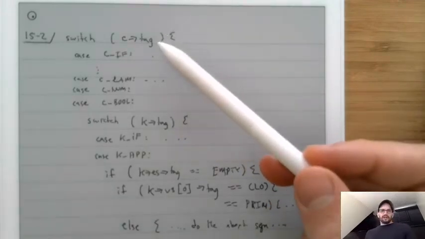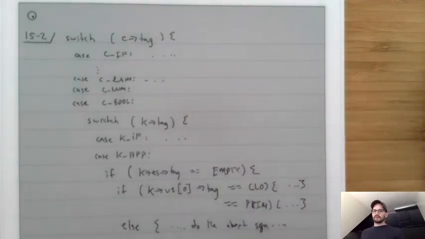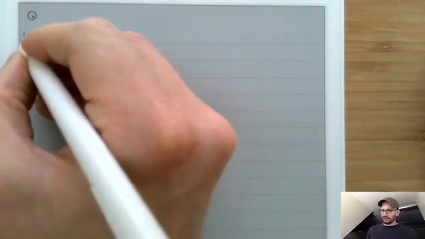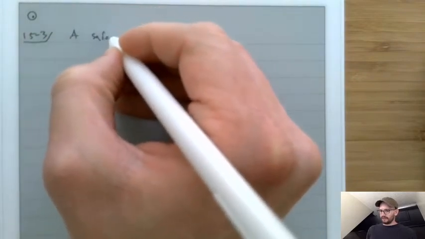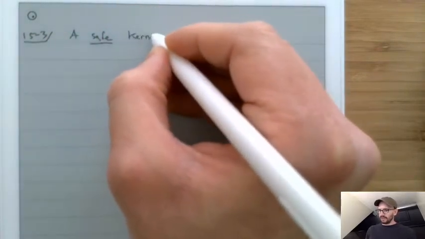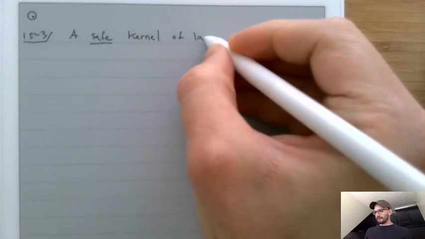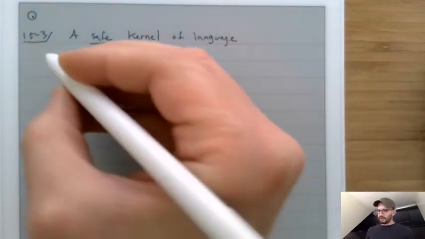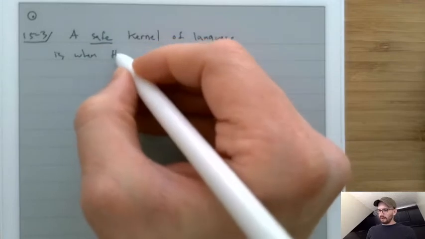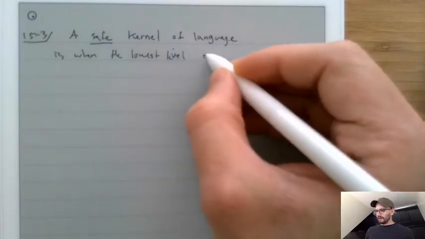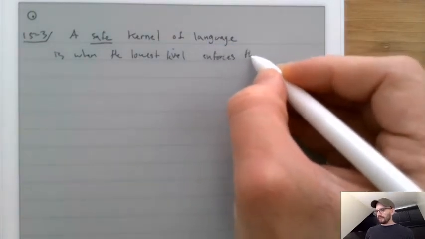And so notice that in our code, we are checking every single situation to make sure that that situation is done properly, meaning that we don't accidentally do the wrong thing. This is called having a safe kernel. The CK machine is referred to as the kernel of our language. A safe kernel of our language is when the lowest level enforces the invariance of the language.